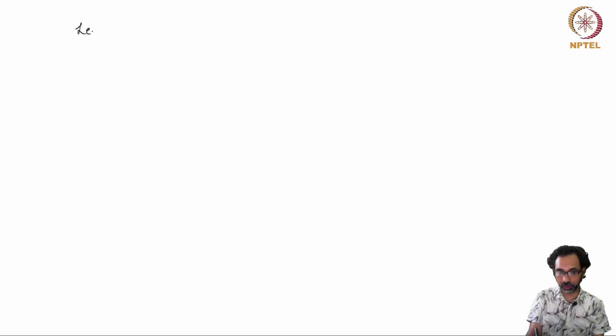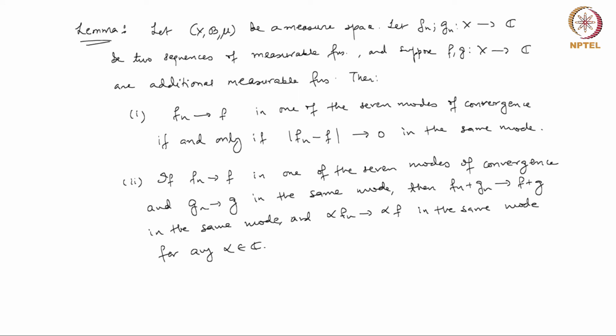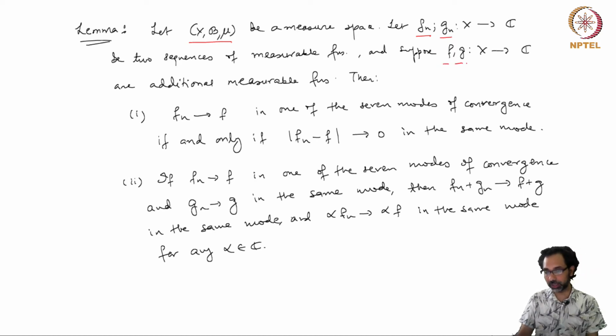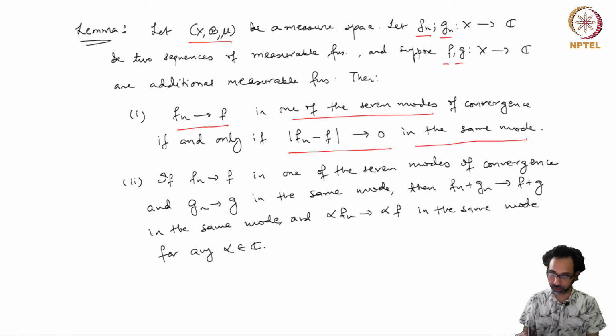So, let's begin with the following lemma. Here is the statement of the lemma. We have a measure space (X, mu), and we have two sequences Fn and Gn of complex measurable functions on X, and suppose that F and G are additional measurable functions. Then the first part says that Fn converges to F in one of the seven modes of convergence if and only if the modulus of Fn minus F converges to 0 in the same mode.